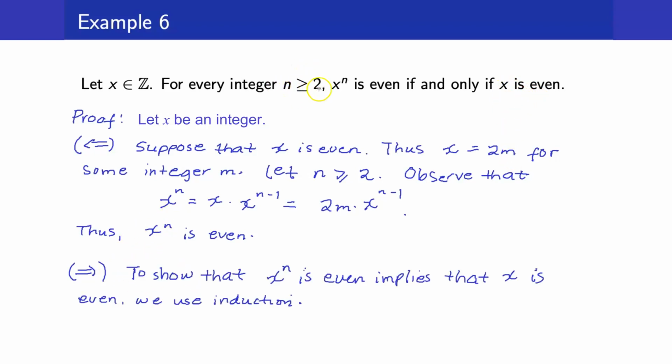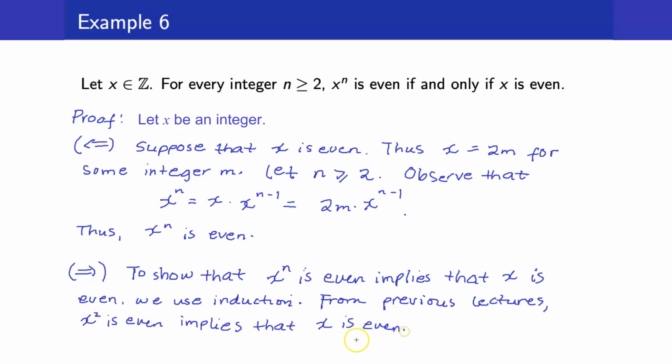So for our base case, we have that n is equal to 2. When n is equal to 2, that means x squared is even implies that x is even. From our previous video lecture, we have already shown that this is true. X squared is even implies that x is even. If you have already forgotten that, this can be easily proven by contrapositive. If x is odd, then x squared is odd.